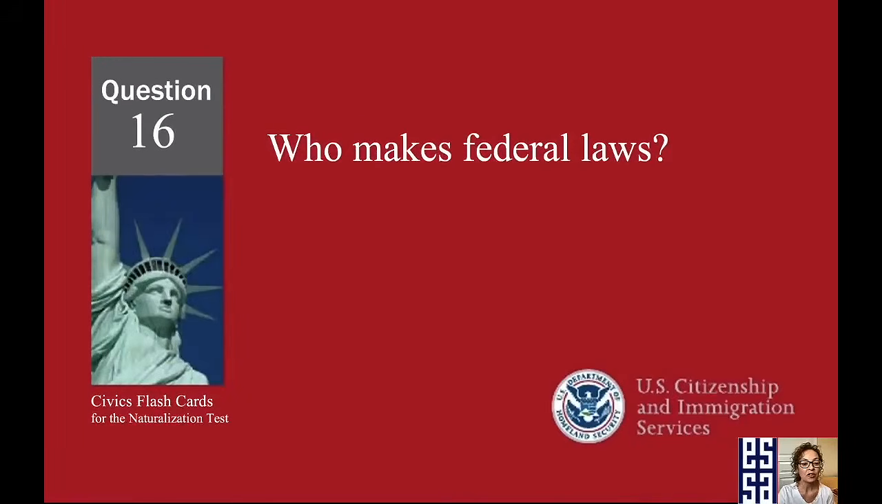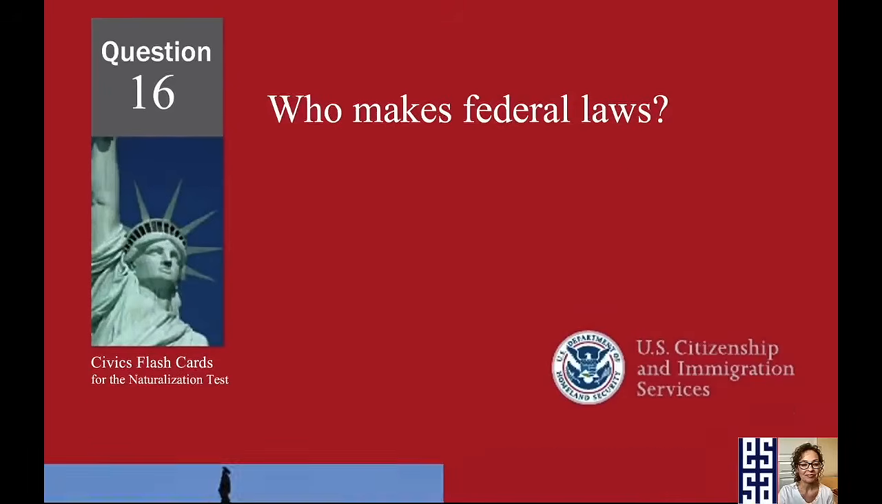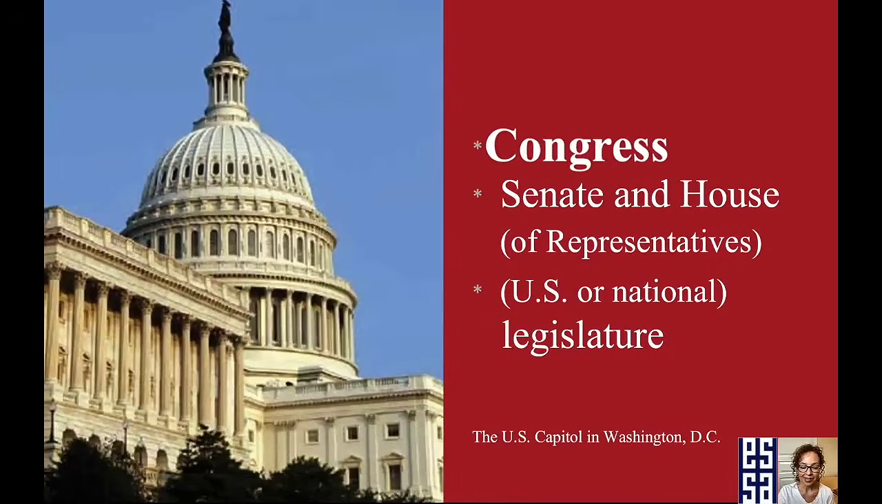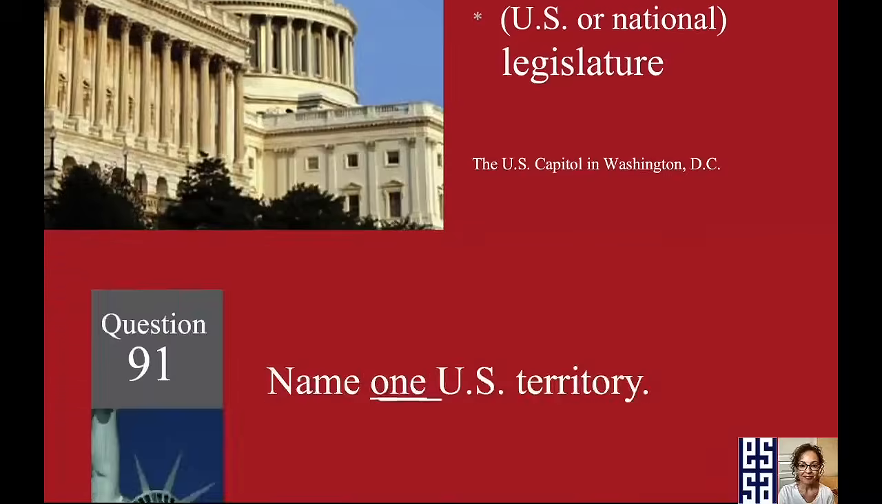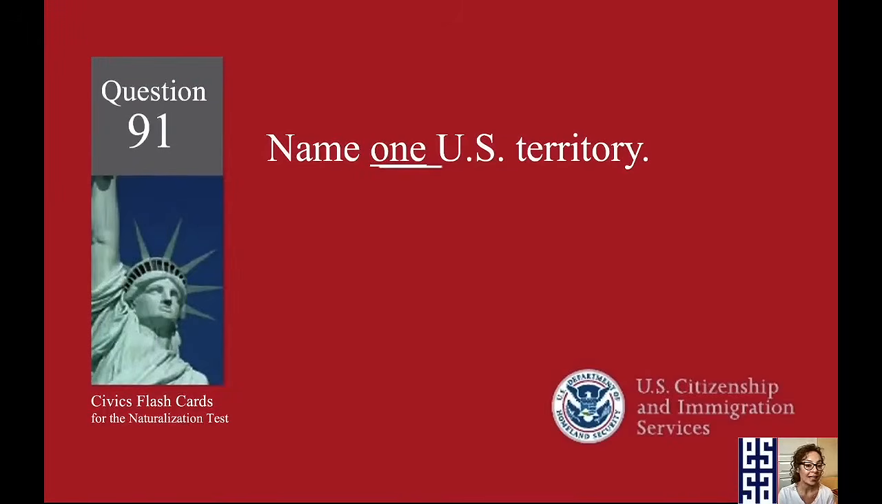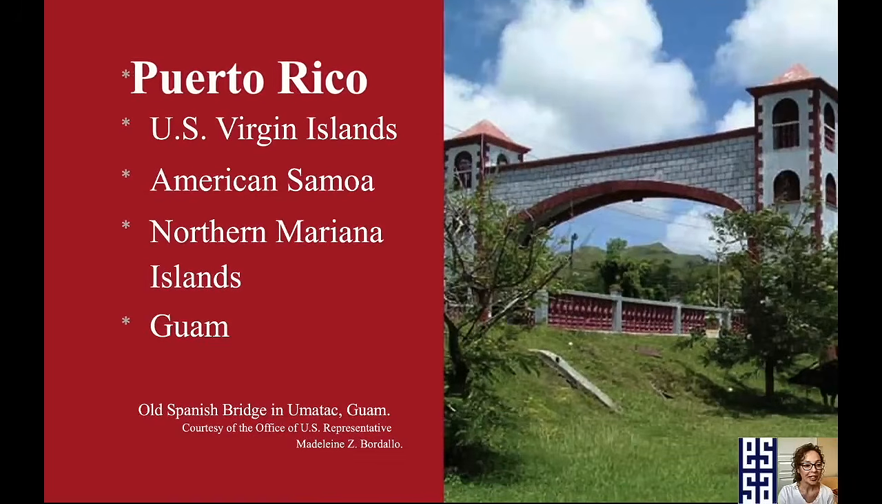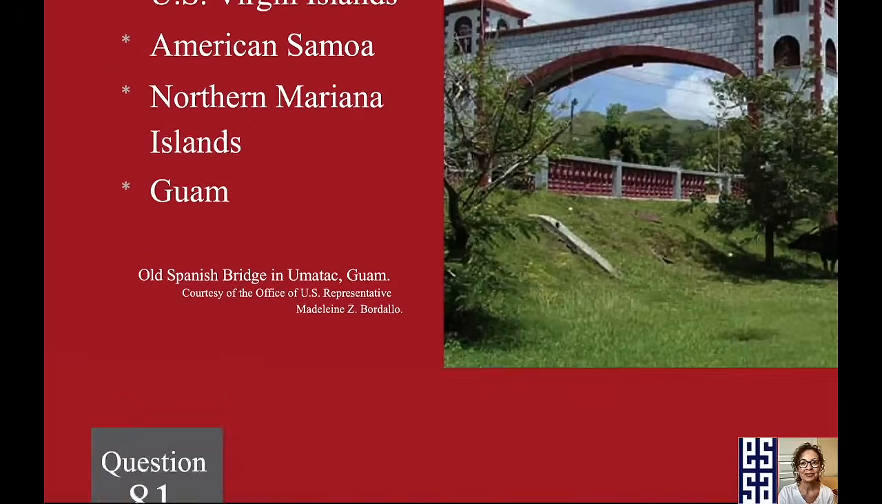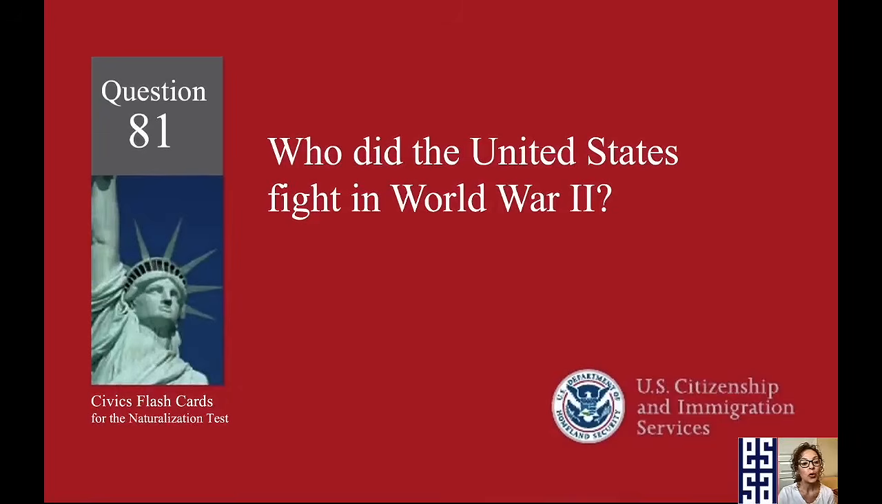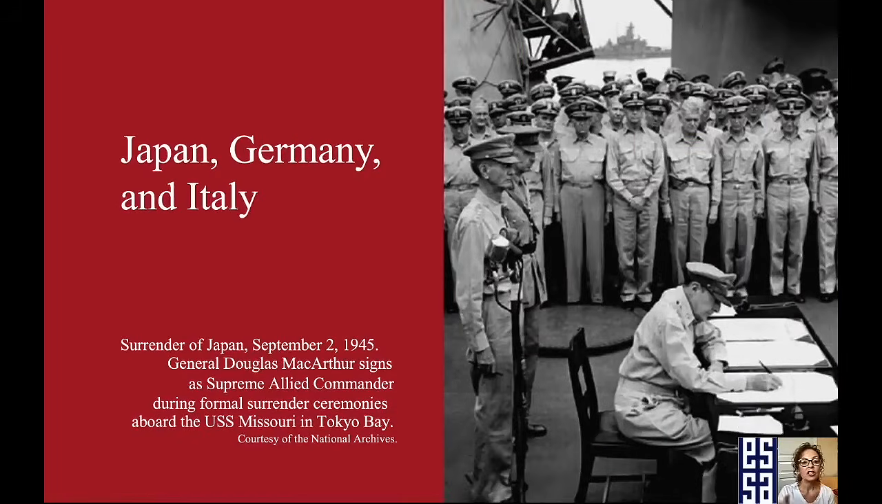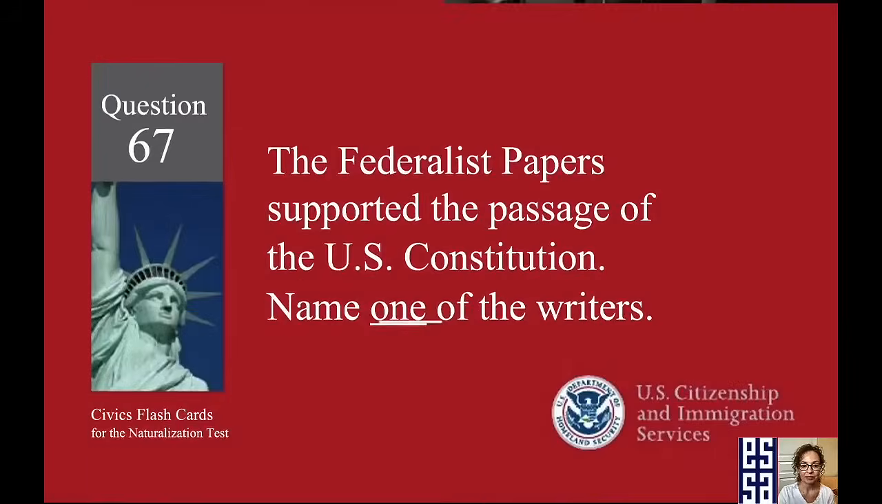Who makes federal laws? Congress. Name one U.S. territory. Puerto Rico. Who did the United States fight in World War II? Japan, Germany, and Italy.